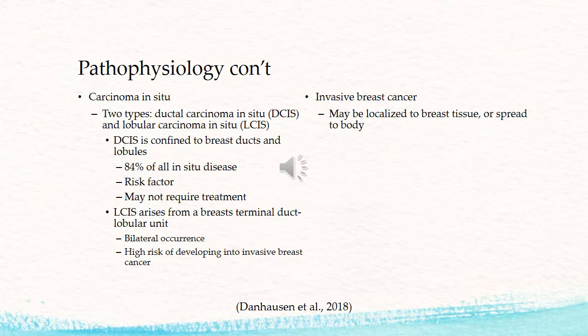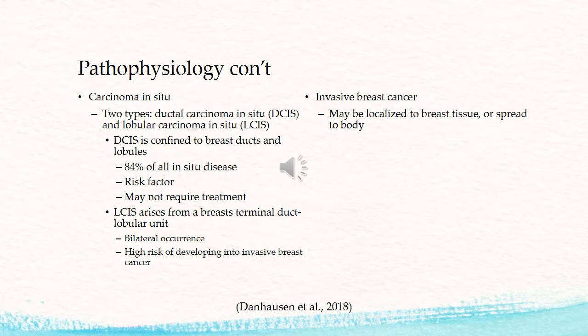While there are many different types, breast cancer can be categorized into two categories. We have our carcinoma in situ, and then we also have our invasive breast cancer. Carcinoma in situ can further be broken down into two types, the ductal carcinoma in situ and lobular carcinoma in situ. Ductal carcinoma in situ is confined to the breast ducts and the lobules, and it accounts for 84% of all in situ disease.